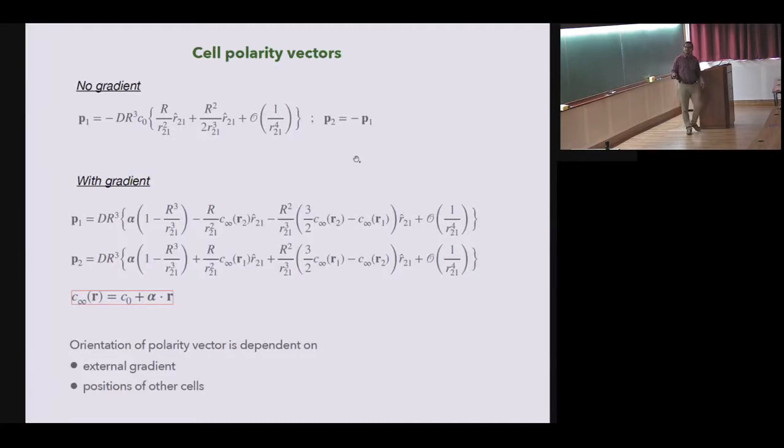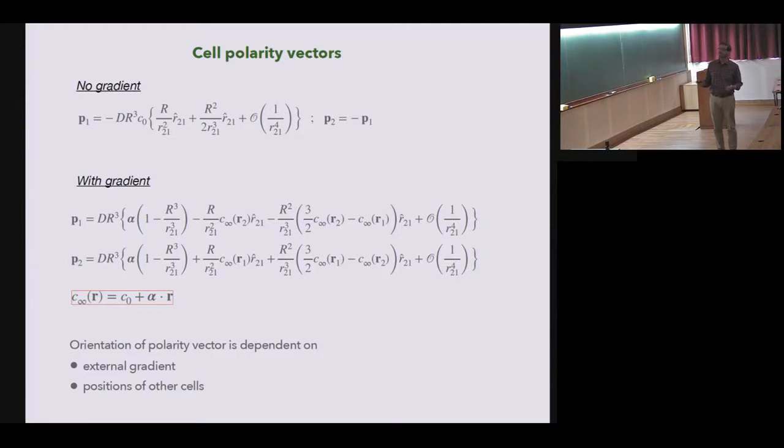The only problem is that the results are perturbative, so we can't really apply them when the cells come too close to each other. But whatever we got is still instructive. In the absence of a gradient, of course, the dipole moments point away from each other, because that is what they need to do. With a gradient present, there are actually very interesting effects.